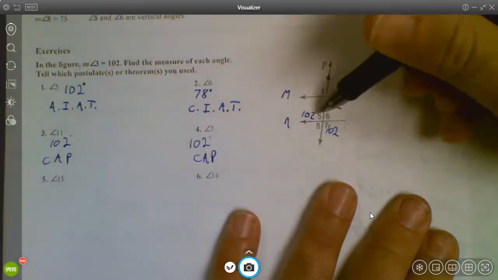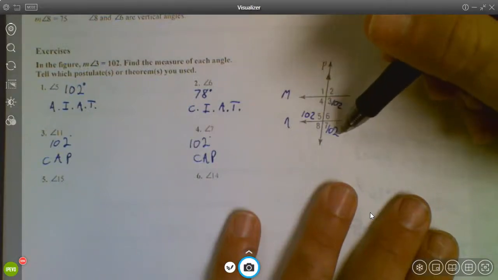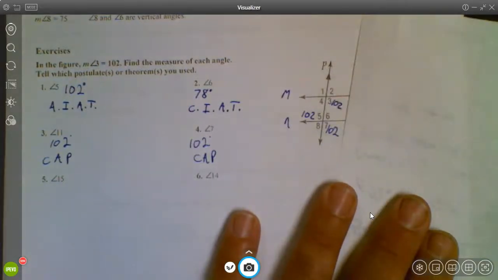But you might also have recognized vertical angles, right? So if 5 is 102, I could have said, well, then 7 is 102. And if I took that route, I would say it's the vertical angles theorem from our last chapter.